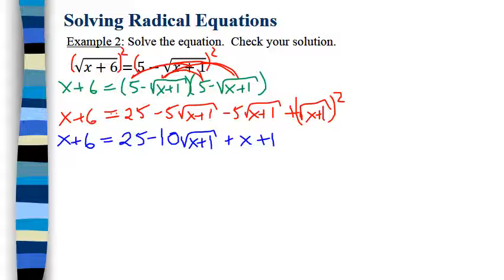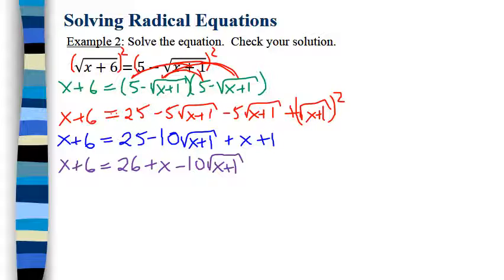Okay, let's combine like terms. So now we have x plus 6 equals 26 plus x minus 10 square roots of x plus 1, and it's okay if you leave the x over here. Okay, so now we have another radical equation, so we're going to try to get this all by itself.